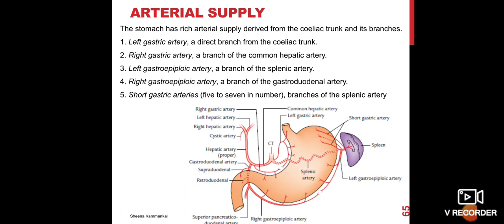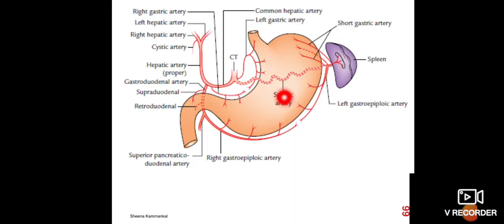The arterial supply of the stomach. It is highly vascular, and it is supplied by several arteries like the left gastric artery, right gastric artery, left gastroepiploic artery, right gastroepiploic artery, and several short gastric arteries. This is the celiac trunk, which is giving the left gastric artery and the splenic artery, with the short gastric arteries arising from the splenic. Then the splenic is giving the left gastroepiploic. Then this is the hepatic artery on its way. The hepatic artery is giving the gastroduodenal artery, which is giving the right gastroepiploic.